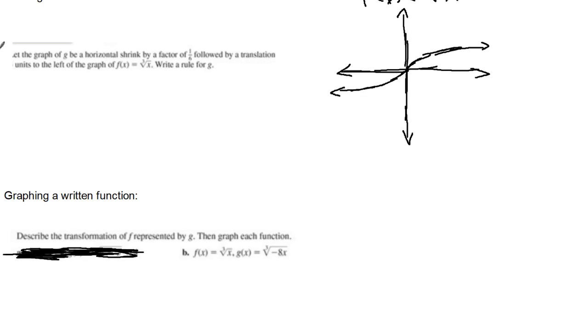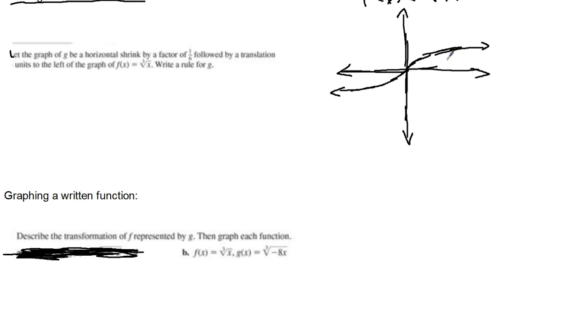Okay, next we're going to write a described function. So this is: let the graph of g be a horizontal shrink by 1/6, followed by a translation 2 units to the left of the graph of f of x equals 3 times the cube root of x. Write a rule for g.